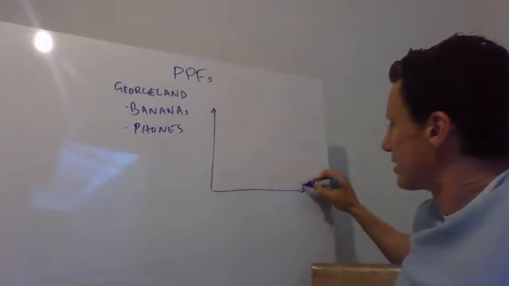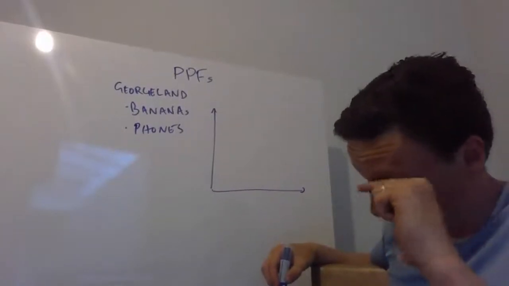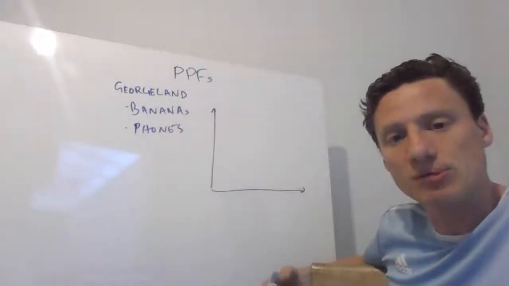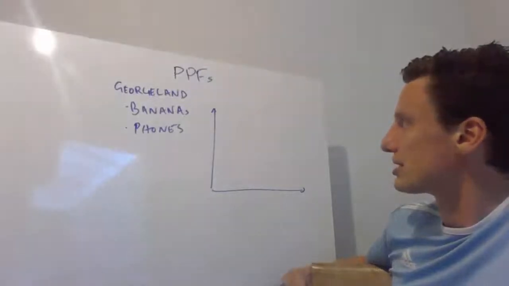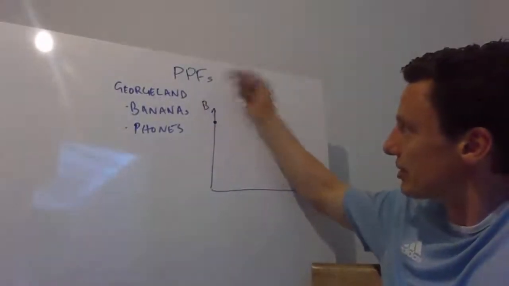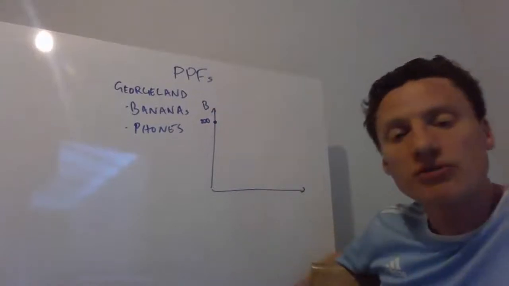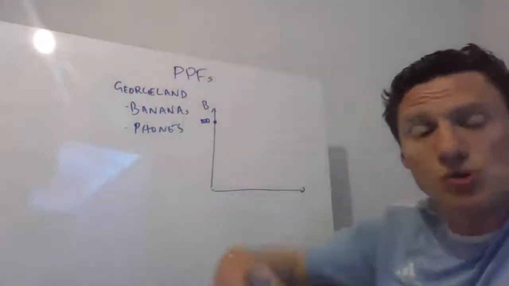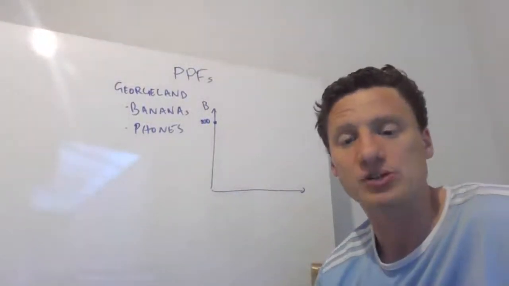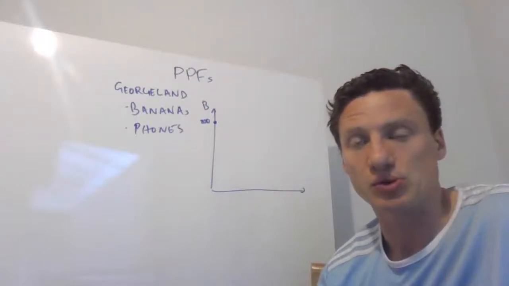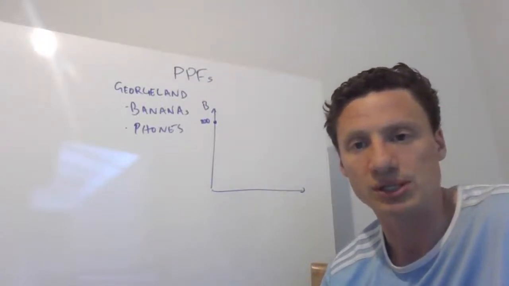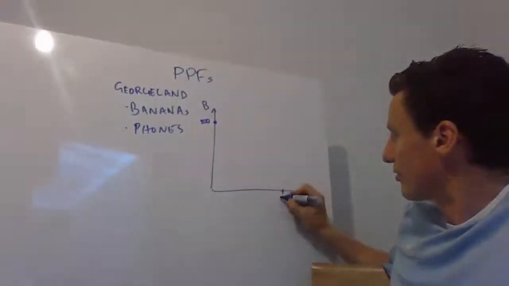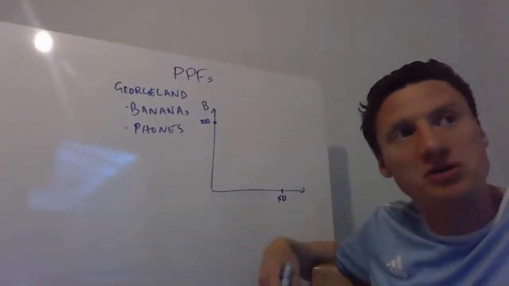So in Georgeland, if you put all of your resources, and by resources, remember, we mean capital, labor, and land, into bananas, then maybe we can make 200 bananas. If, on the other hand, we put all of our resources into making phones, maybe we can make 50 phones. Resources, by the way, is just another word for factors of production. So sometimes in specs or textbooks, you'll see the words factors of production. It means resources. Not a very big country, Georgeland.